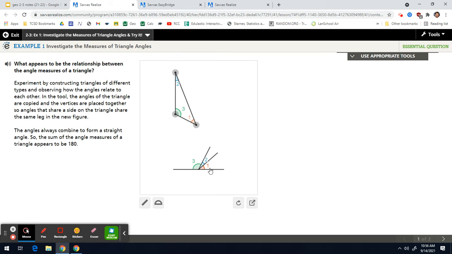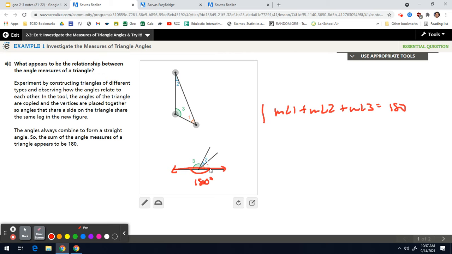But notice what stays constant down here is this idea that angle one, angle two, and angle three combine to make this straight line. And we should know that a straight line has 180 degrees. So the big idea from that is that the three angles in a triangle add up to 180. The measure of angle 1 plus the measure of angle 2 plus the measure of angle 3 from this triangle will always and forever be 180 degrees. This is a huge idea you might have known coming into this class, but again, don't ever forget it.